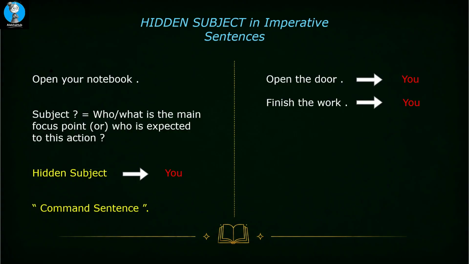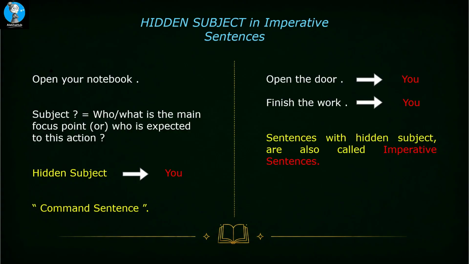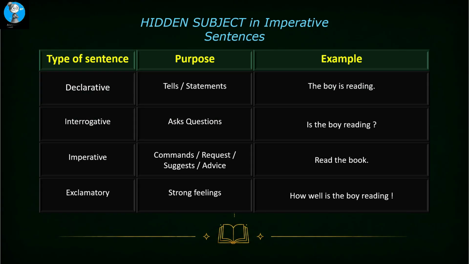And these sentences with a hidden subject are also called imperative sentences. An imperative sentence is one of the 4 basic sentence types. So take a note of it. The types of sentences, their purpose, and an example.